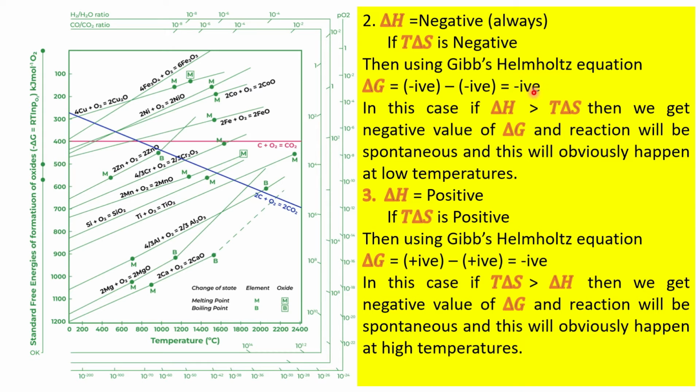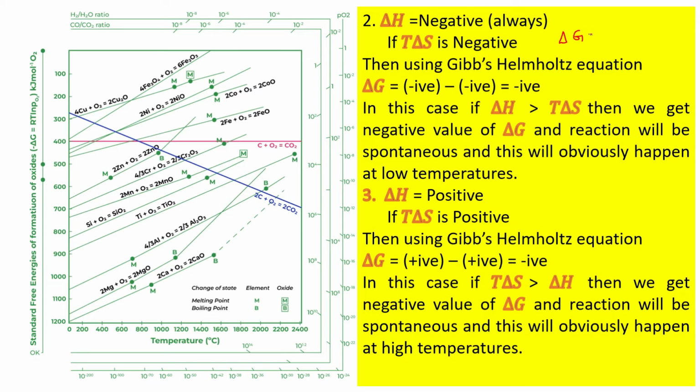But here we need to look at some of the important parameters. Which parameters? Say in that case, delta H is greater than T delta S. Please remember, in that case, delta H is greater than T delta S. So before proceeding further, what I can do, we can write the expression here.